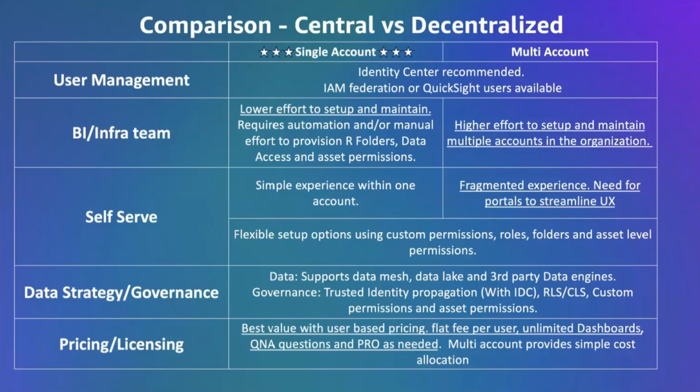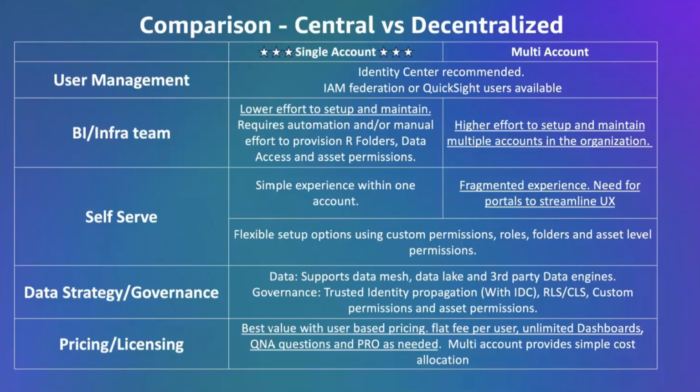In terms of data strategy and pricing, the same approaches apply to both single account and multi-account. In terms of pricing and licensing, for both of these approaches, the best value normally ends up being the user-based pricing, where you pay a flat fee for authors and readers, and in particular, those readers for $3 get unlimited dashboards and unlimited Q&A questions. And if they're pro users, they can upgrade to pro and get those pro features plus unlimited dashboards and unlimited Q&A questions. Another interesting side note is that the multi-account does provide clean cost allocation.